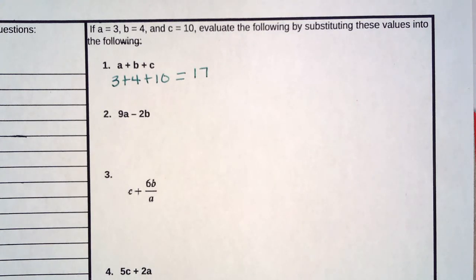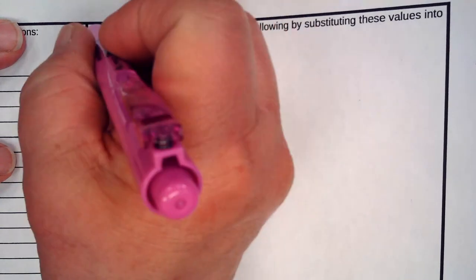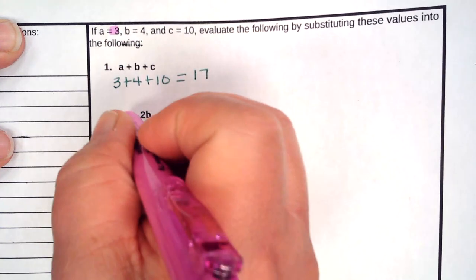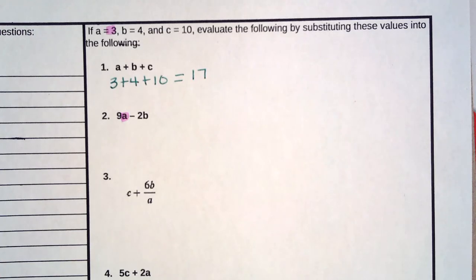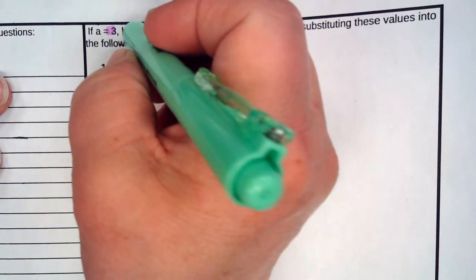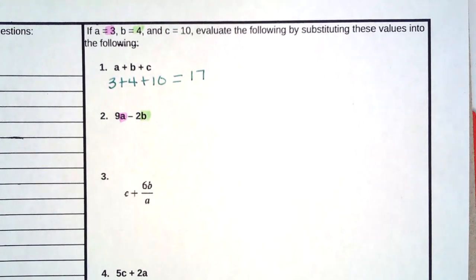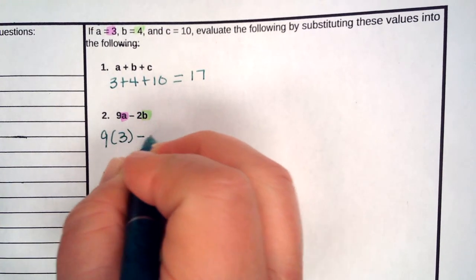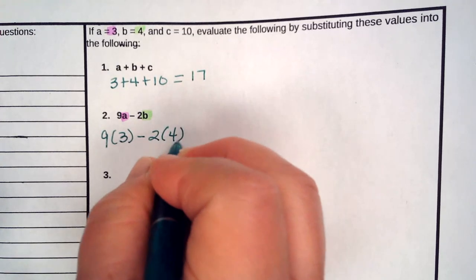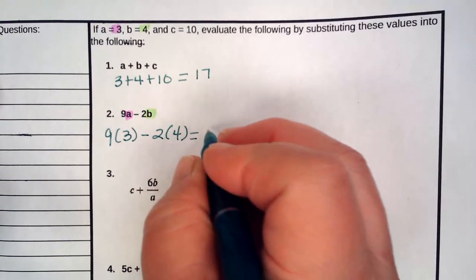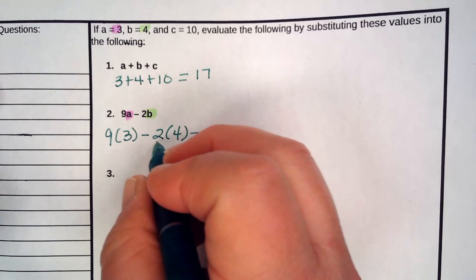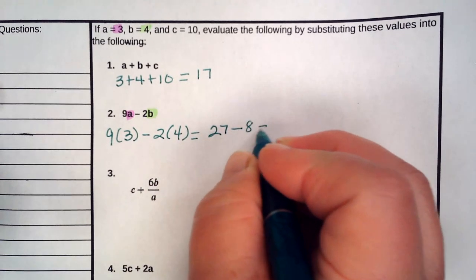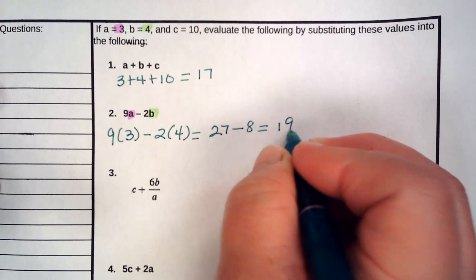Okay, the next one. We know that A is 3. We know that B is 4. We're going to substitute in 9 times 3 minus 2 times 4. 9 times 3 is 27, minus 2 times 4 is 8. 27 minus 8 is 19.